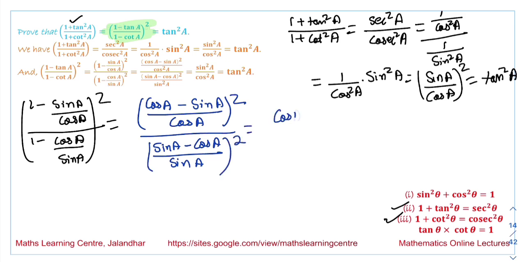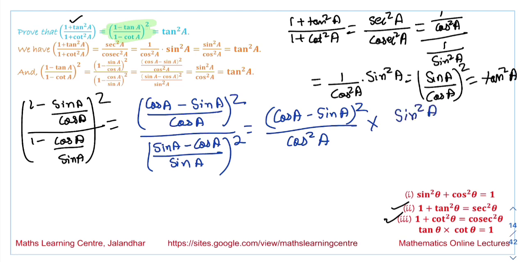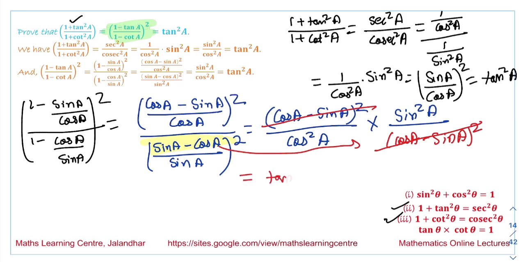So this is equal to (cos a minus sine a) square over cos square a into sine square a over, we are saying it is square on this term, so we can write this term as (cos a minus sine a) whole square. These two terms get cancelled, and the answer we are left with is tan square a, and this is what we have to prove. So we are saying that all these three terms are equal to each other.